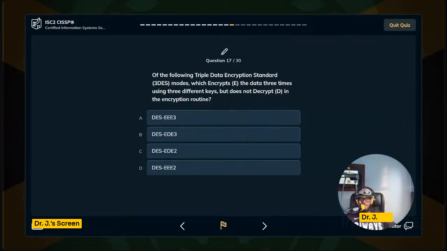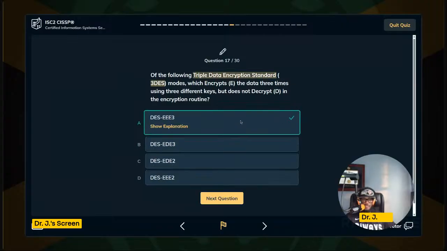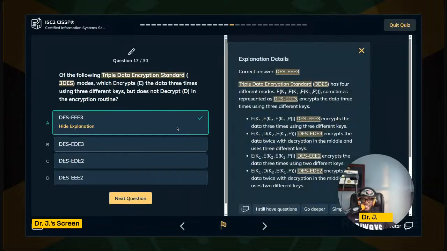All right. Of the following Triple Data Encryption Standard 3DES modes, which encrypts the data three times using three different keys, but does not decrypt in the encryption routine. Oh, I don't know, man. I'll find the 3DES modes. Which encrypts the data three times using three different keys, but does not decrypt in the encryption routine. I don't know. I'm going to go with my best guess. I'm going to go with Alpha. That was a guess, bro. I generally did not know that one.